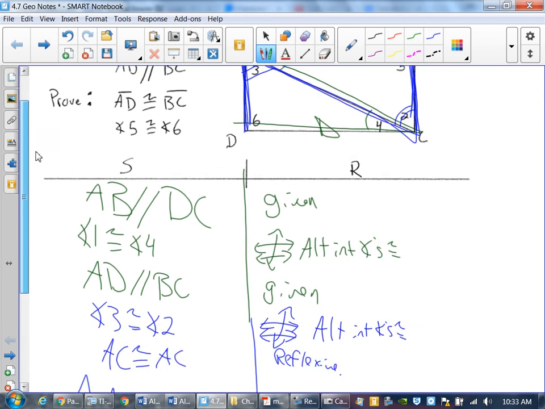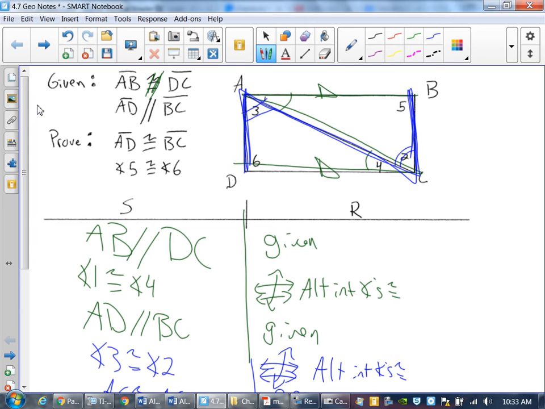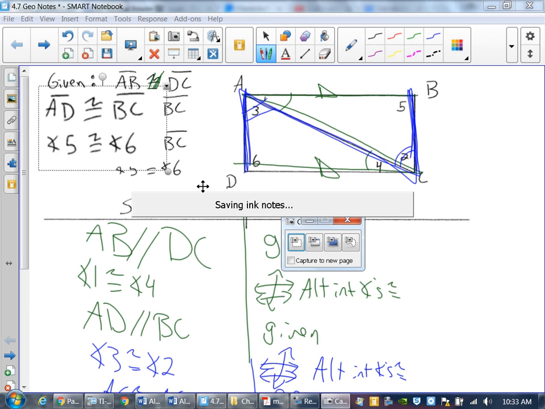Triangles can only be proved by side, side, side; side, angle, side; angle, side, angle; angle, angle, side; or hypotenuse leg. After you have triangles that are congruent, that is when you're able to say CPCTC. Correct. That's when you can say that these two C.